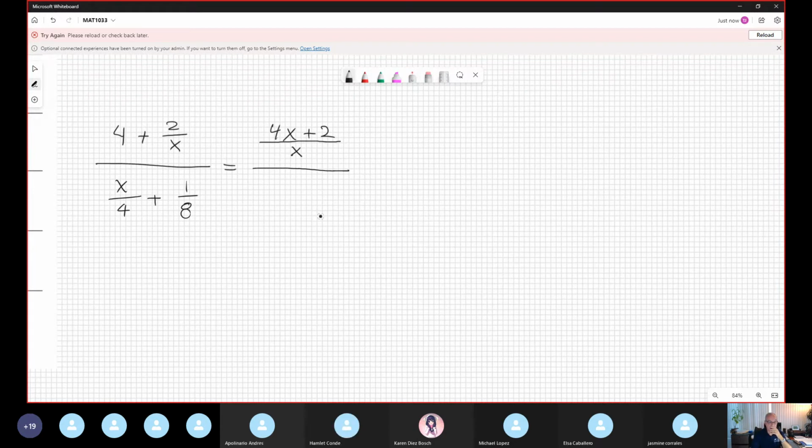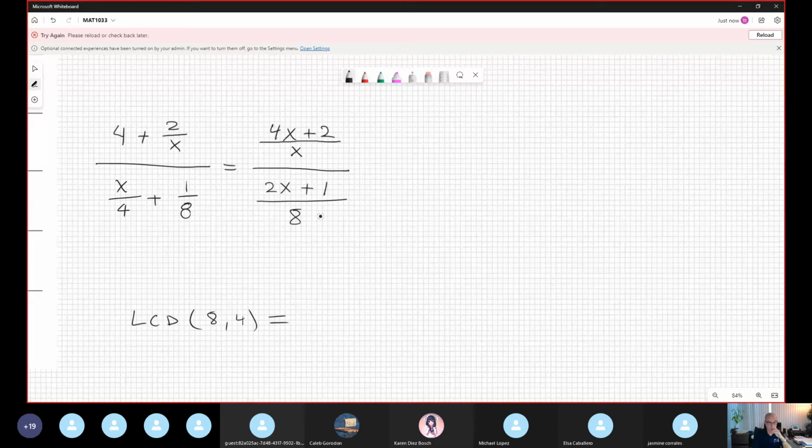What should I do in the bottom? Tell me. What is the least common denominator between 8 and 4? It's 8. Very well. 8 divided by 4 is 2. 2 times x is 2x. And when they coincide, it's the same, it's not necessary to do anything. 8 divided by 8 is 1, times 1 is 1.